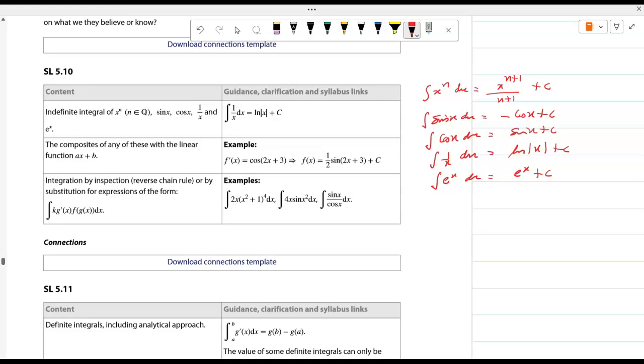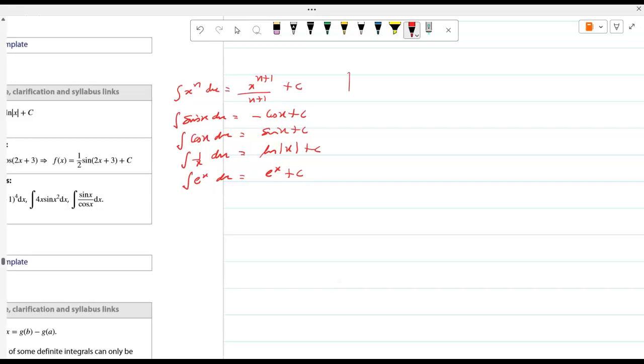Now, a composite of any of these with a linear function. An extension of this: if you have the integral of (ax plus b) raised to n, it will be (ax plus b) raised to n plus 1 over n plus 1, and you have to divide by the coefficient of x. It is the reverse of the chain rule, so 1 upon a in the denominator.